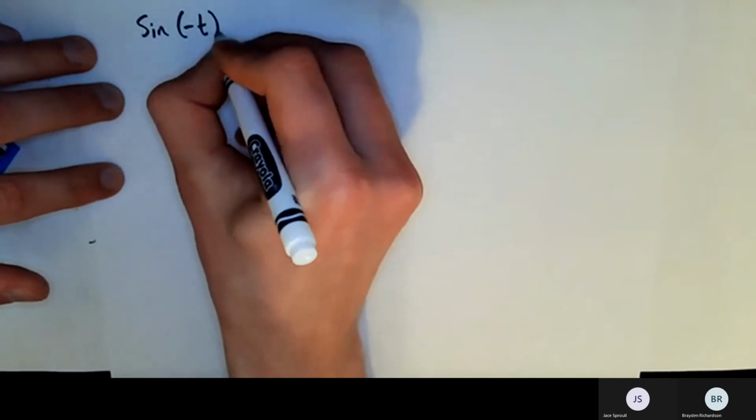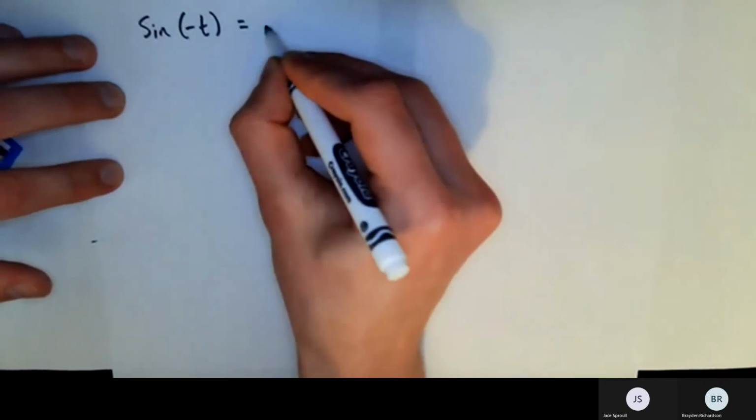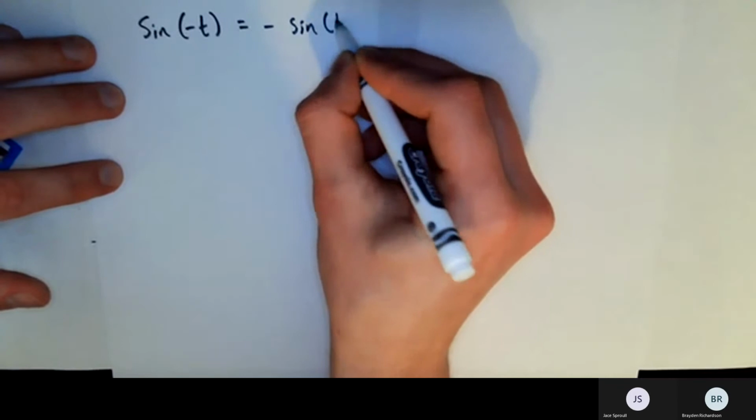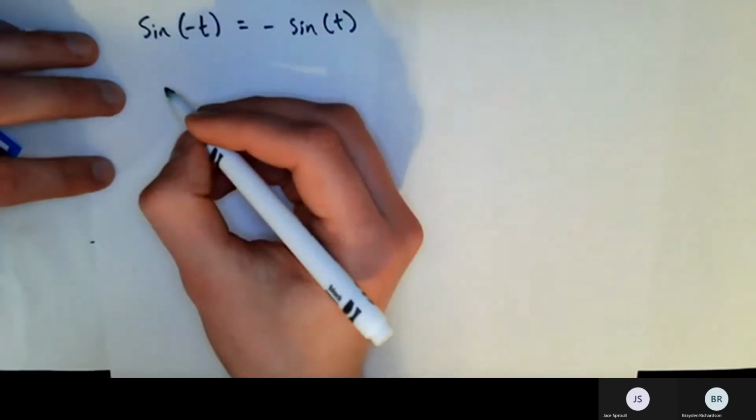What about the trig functions? Well, without getting into too much detail, let's just say sine of negative t is equal to negative sine of t. So sine is odd.